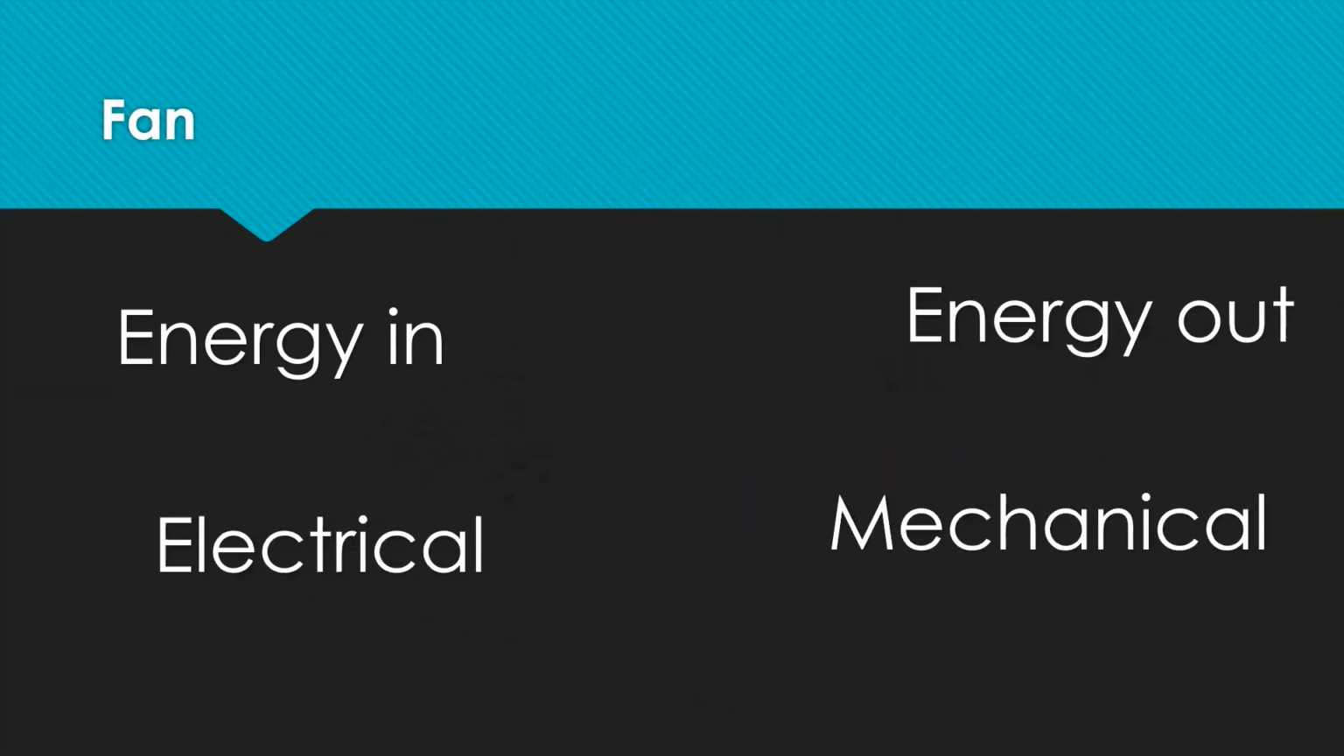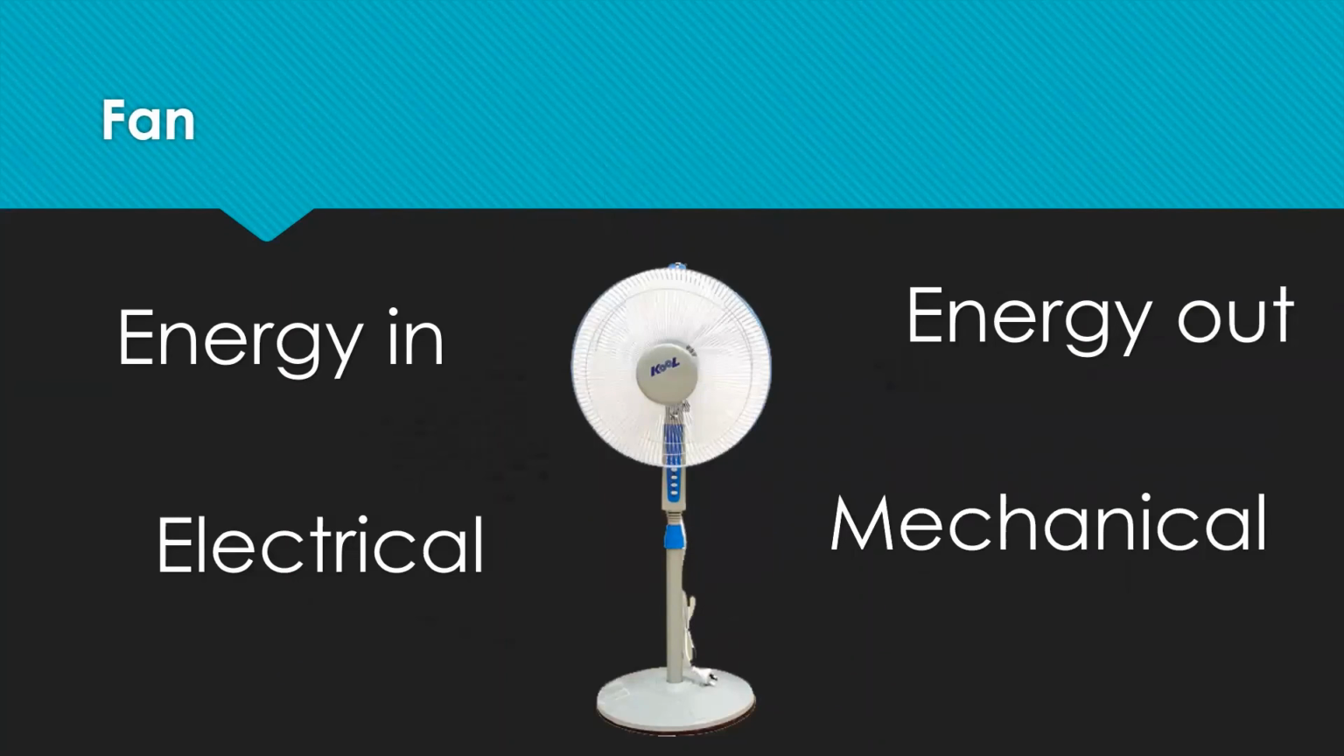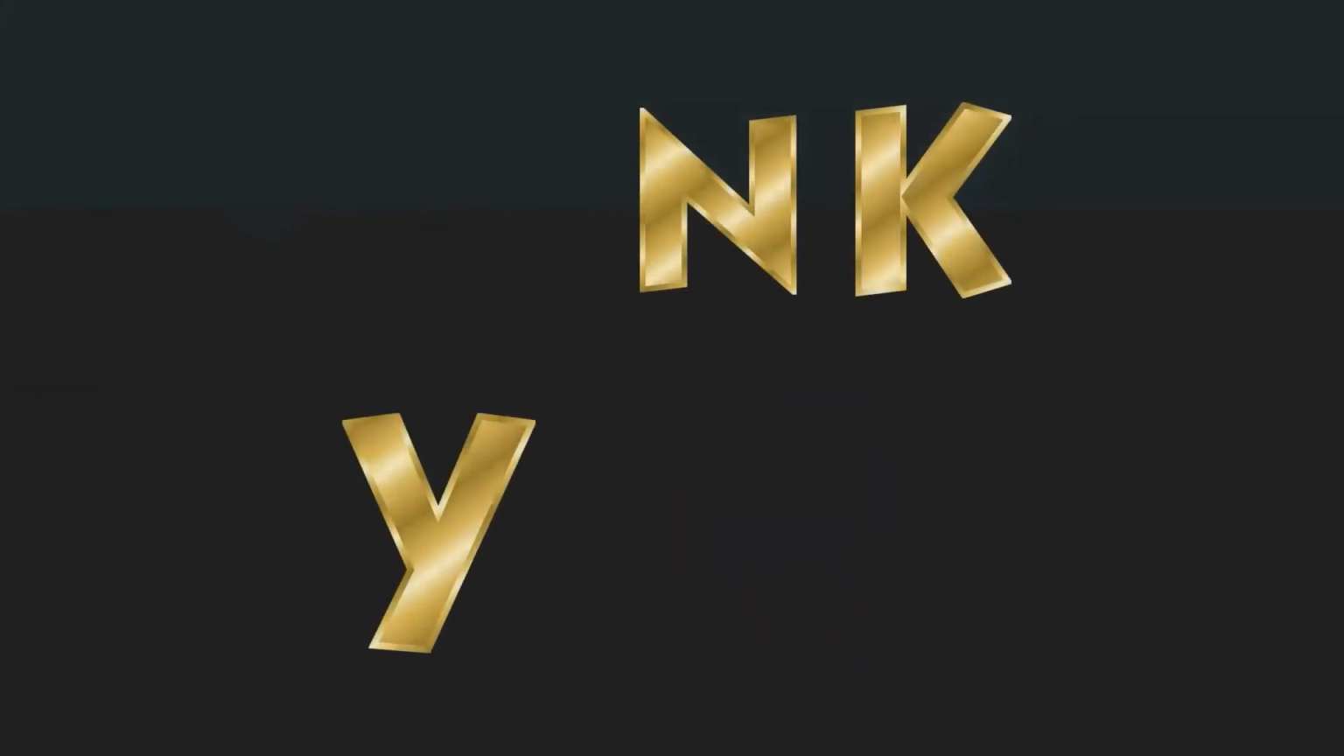Next, this is the last one, fan. Fan, energy in, electrical, energy out, mechanical. First, electrical energy comes in and mechanical energy then comes out because it is a machine.